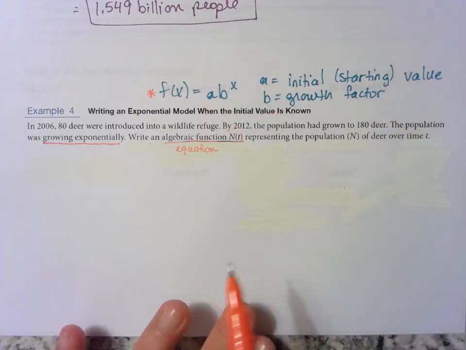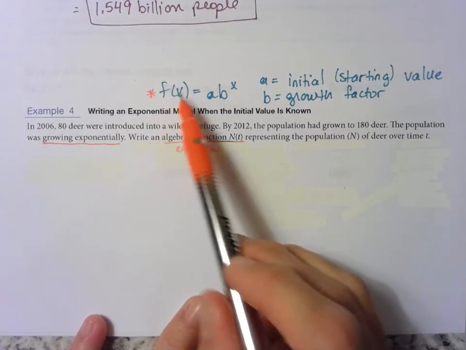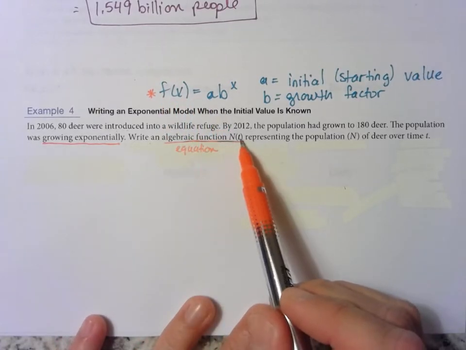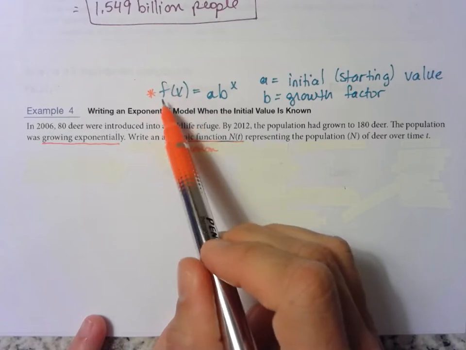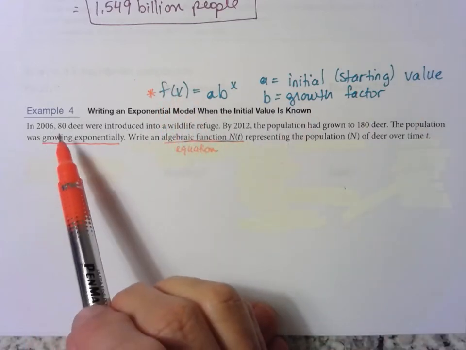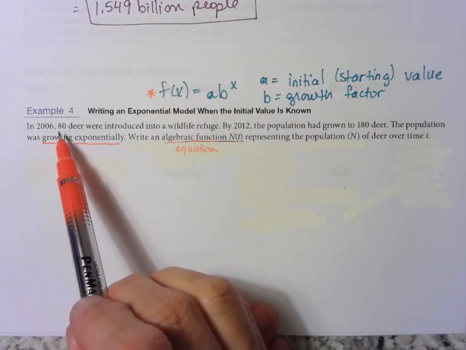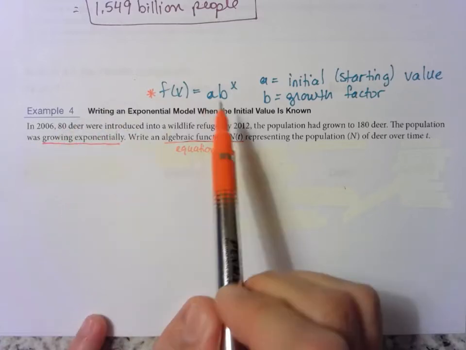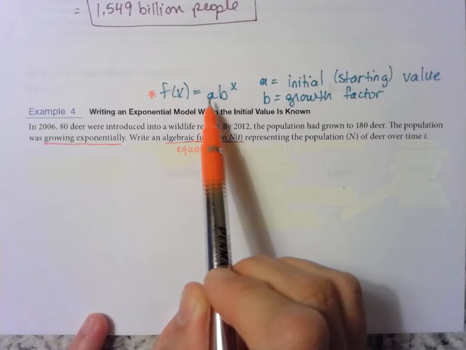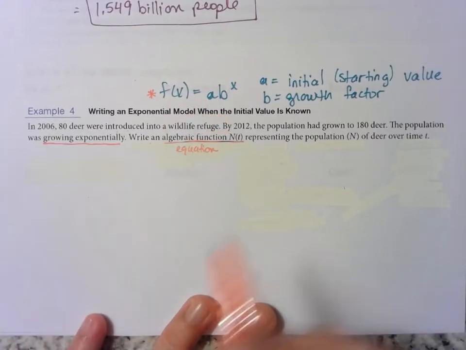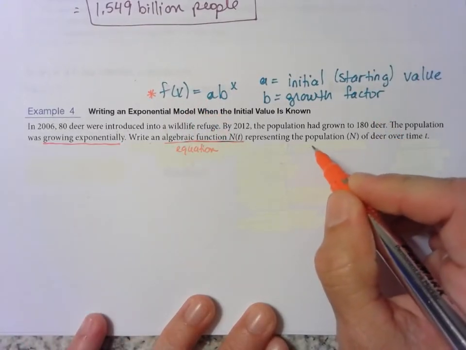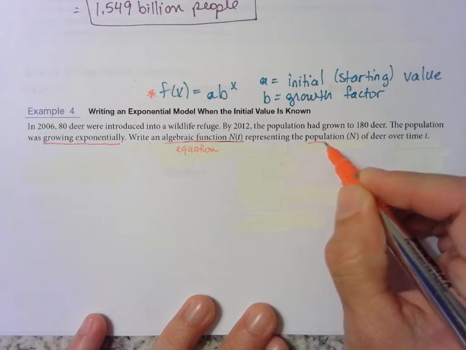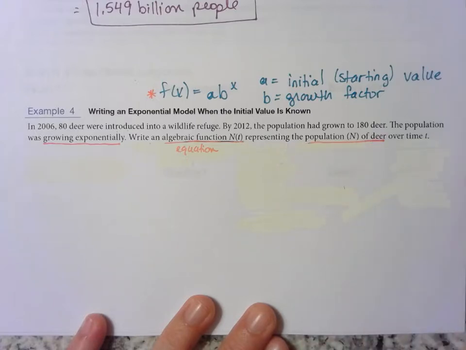Okay, so let's go back to the problem. Instead of f of x, we're going to have n of t, so we know what goes here. And we also know that in 06, there were 80 deer that were introduced. So it looks like 80 may be our starting point, or our A. But let's keep reading and see what we have. We know that N is the population of deer, and we know that time is our T.